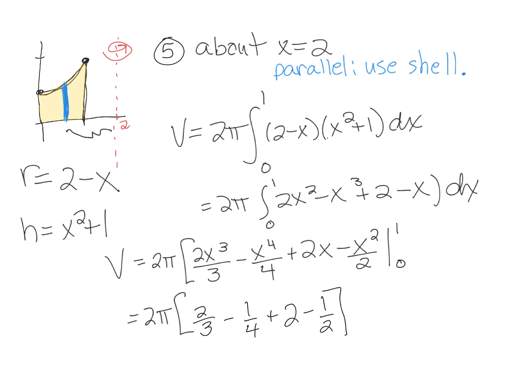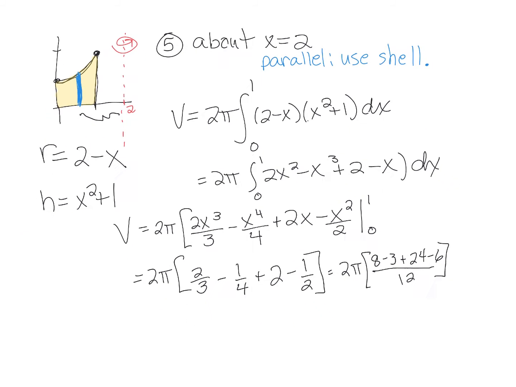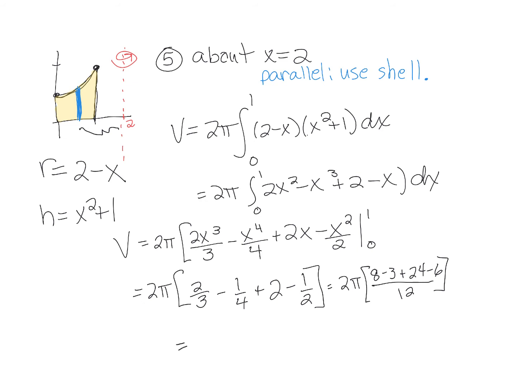Common denominator is going to be 12. So I'm going to get 2 pi, put everything over 12. This guy gets multiplied by a 4, which is going to make that an 8. This gets multiplied by a 3, this by a 12, and this by a 6. Be careful with your numbers. So the 2 pi on the outside is going to cancel with the bottom. I'm going to end up with a 6 in my denominator. But the top here is going to be 8 minus 3 plus 24 minus 6. So I'm going to end up with 23 over 12, cancel the 2 and the 12, 23 pi over 6, and I'm done.